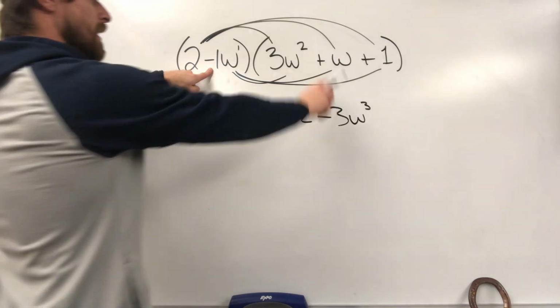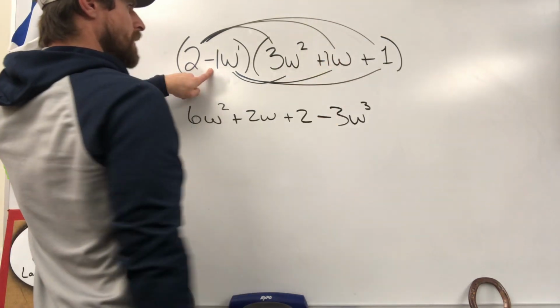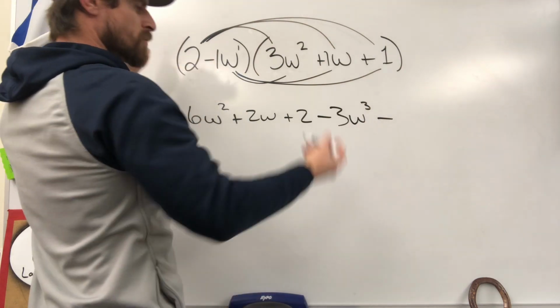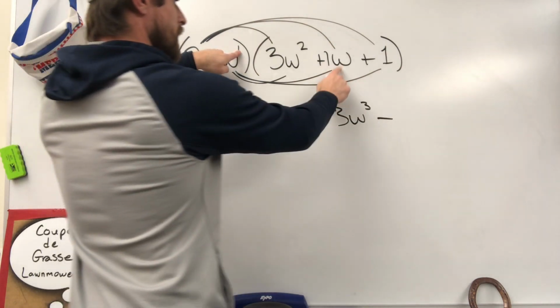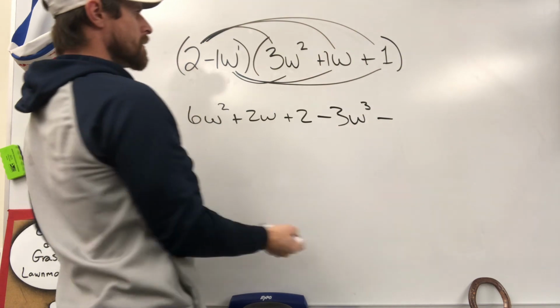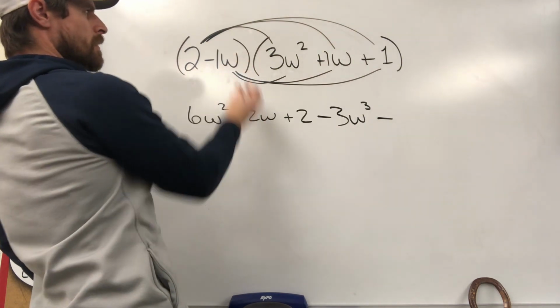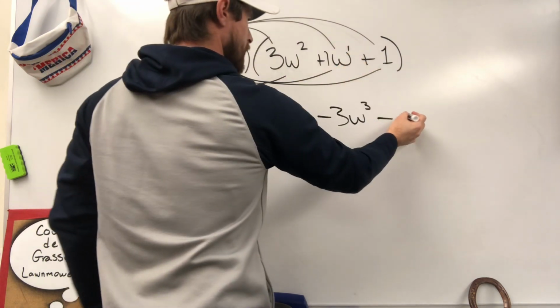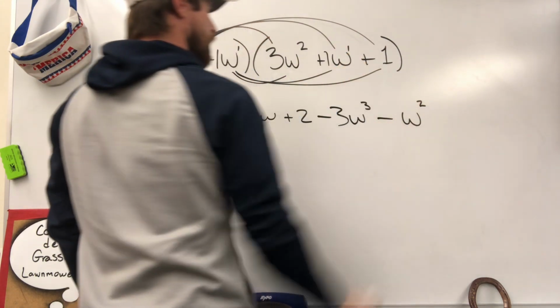Negative 1 times positive 1. Remember, there's a 1 in front of that w. Negative times a positive is a negative. 1 times 1 is 1. w to the first and w to the, what number's right there? Remember over here we didn't show it? If we have nothing there, there's 1s. So those 1s combine to make w squared.